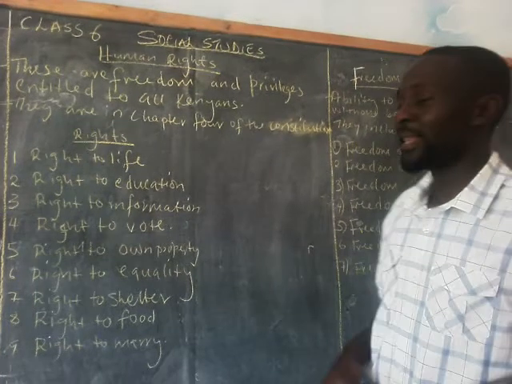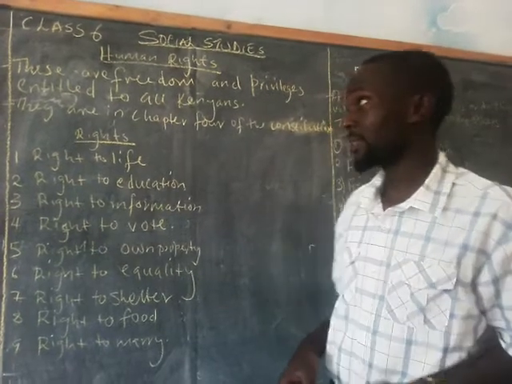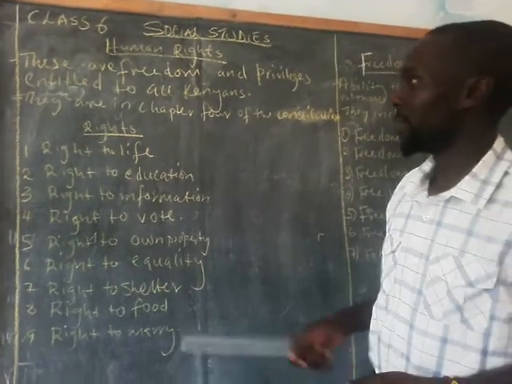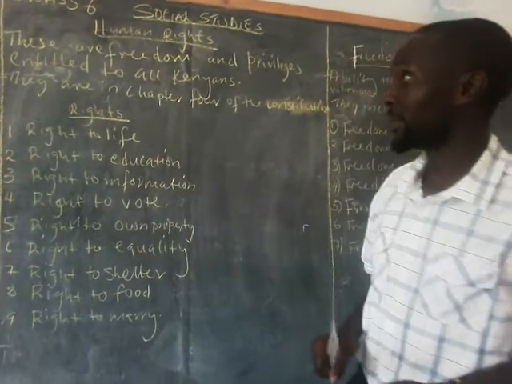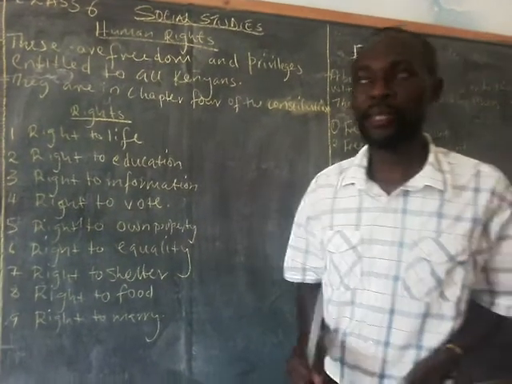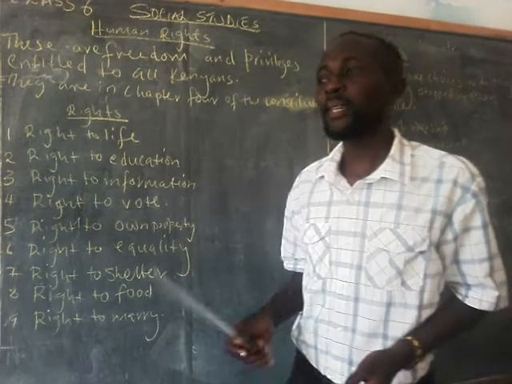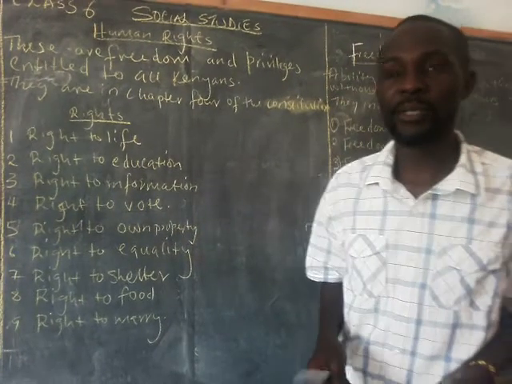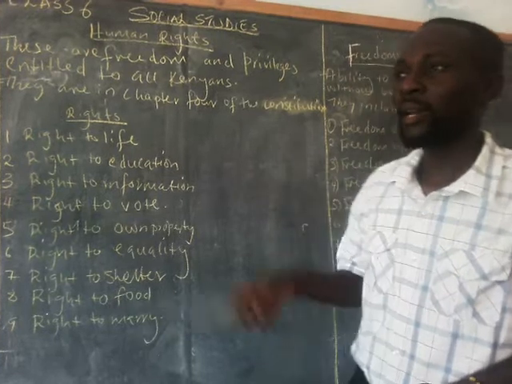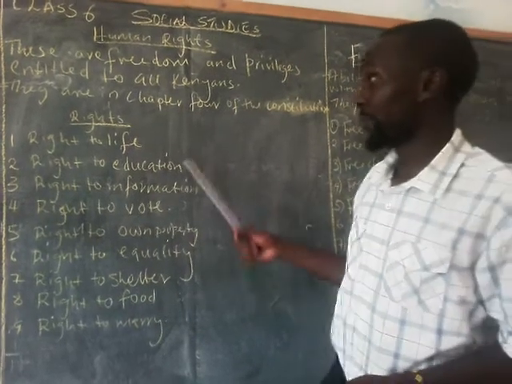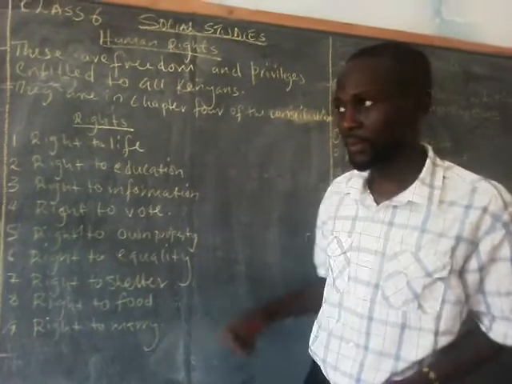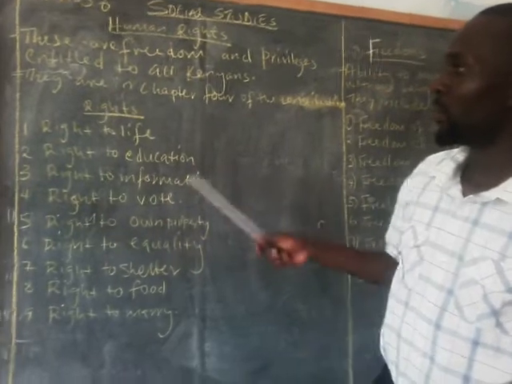They are freedoms that each and every citizen has, and they are entitled in our constitution, and you get them in chapter 4 of our constitution. And this chapter is just known as the Bill of Rights, because it contains all these rights and all these freedoms. So we have some rights here, and one is a right to life.